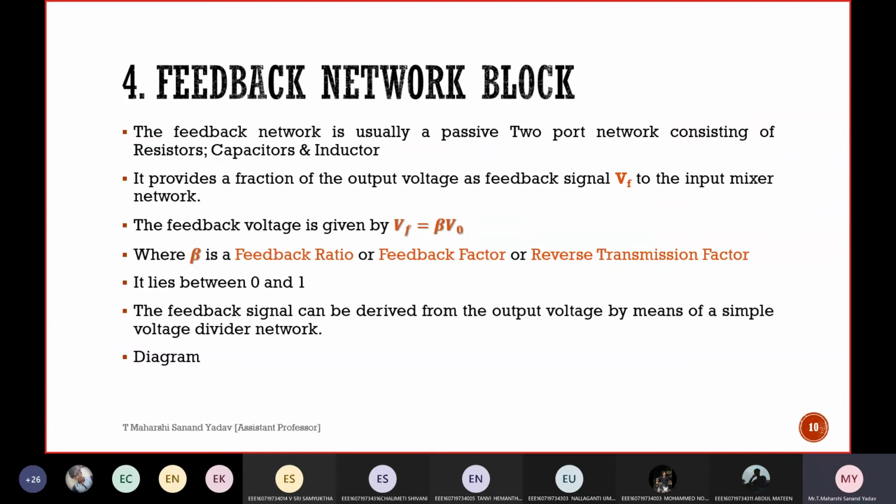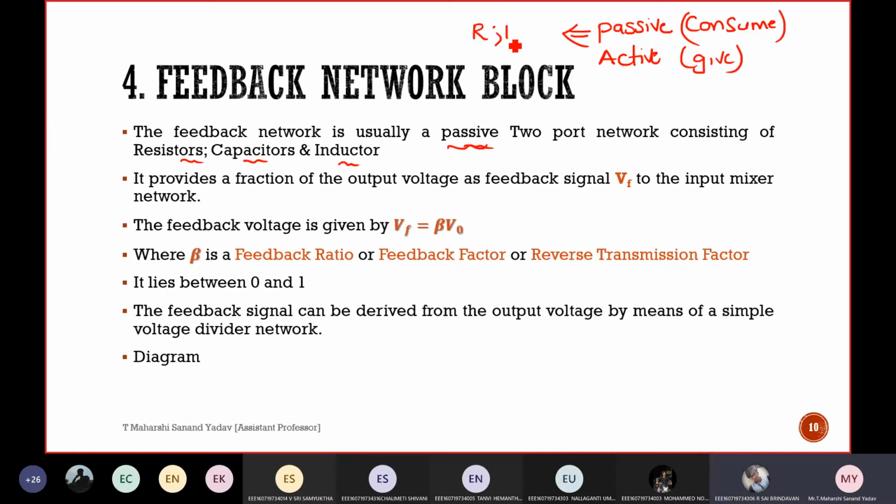Next one. Feedback network. See, the feedback network is usually a passive two-port network consisting of resistors, capacitors, and inductors. What is passive and what is active? Passive consumes power, sir. Active gives power. Good. Passive consumes, and active as well gives. What are the passive elements? Resistor, inductor, capacitor. Right.